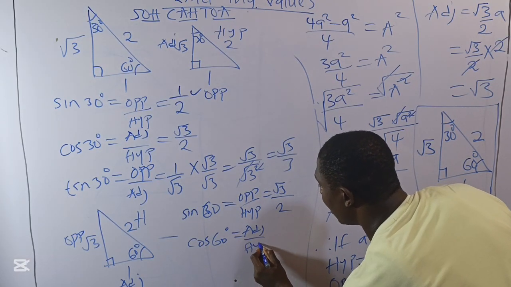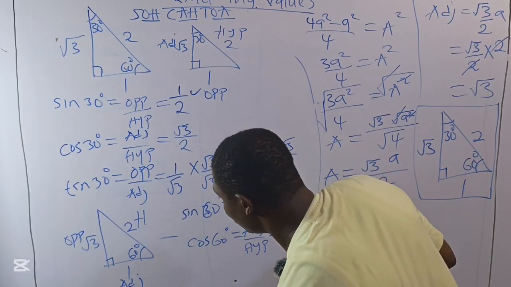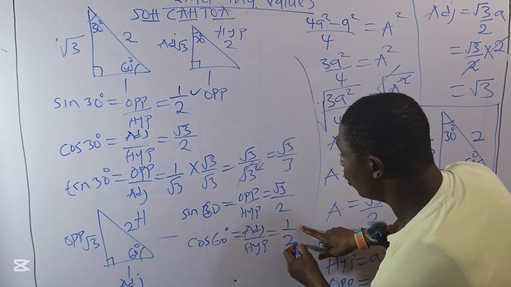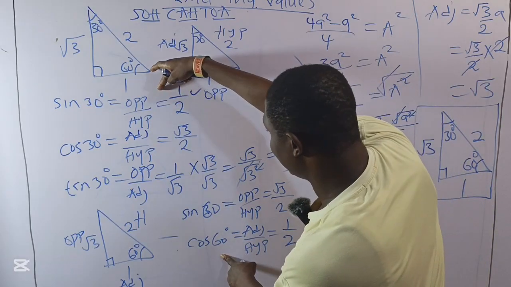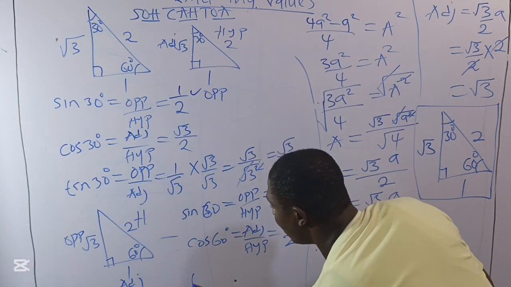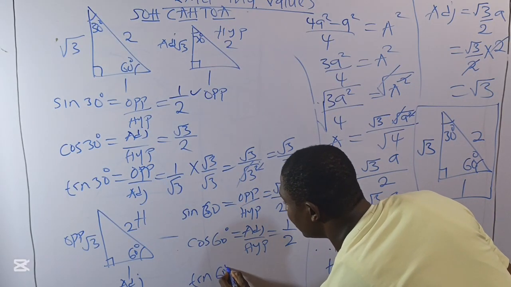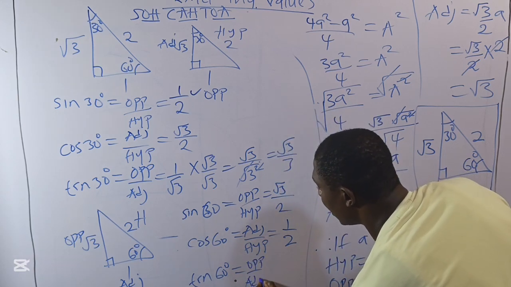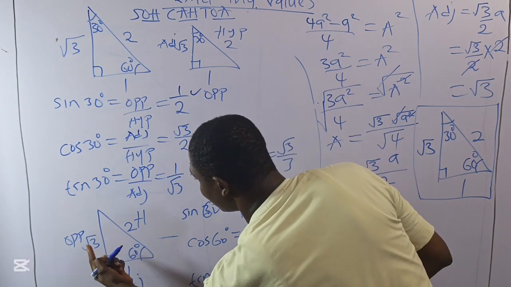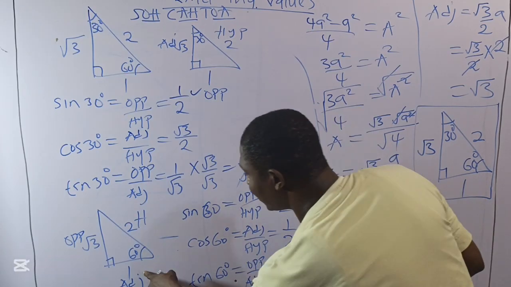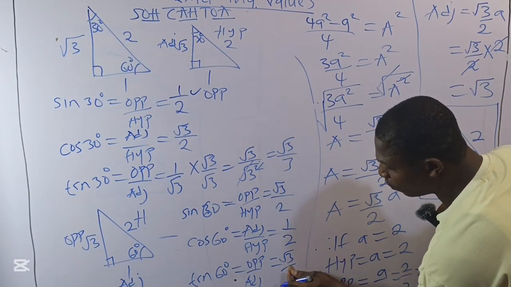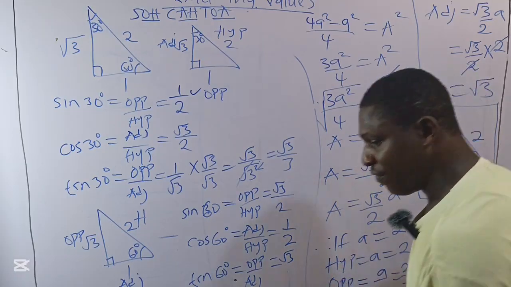Now, for my cos 60 degrees, we have adjacent over hypotenuse. My adjacent is 1, and my hypotenuse is 2. So you see cos 60 is equal to sine 30, 1 over 2. And for my tan 60 degrees, tan is opposite over adjacent. My opposite side is root 3, and my adjacent side is 1. And root 3 divided by 1 will still give you root 3.